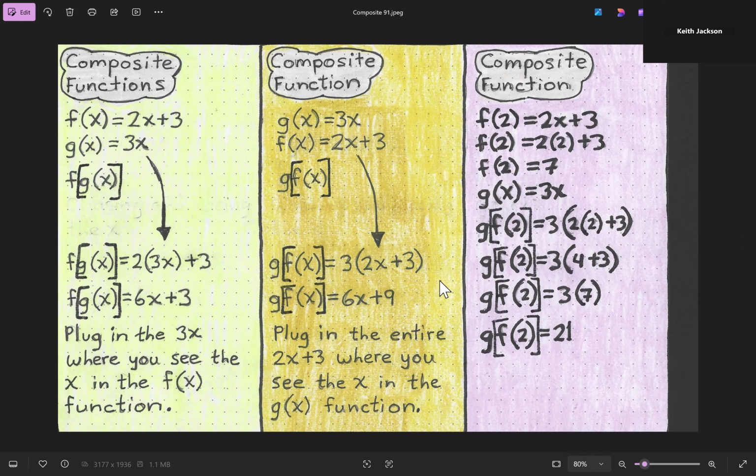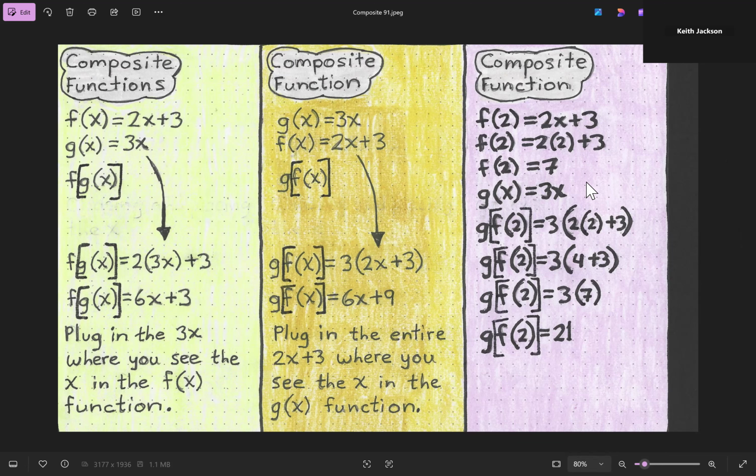Let us move on to the final example, in which we're going to actually plug in a number and see how it plays itself out. So now let's say we have f of 2, where f of x is equal to 2x plus 3. Wherever this x is, we're going to plug in that 2. So we know that f of 2 is equal to 2 times 2 plus 3. And 2 times 2 is 4, plus that 3 gives us 7. So we know that f of 2 is 7.